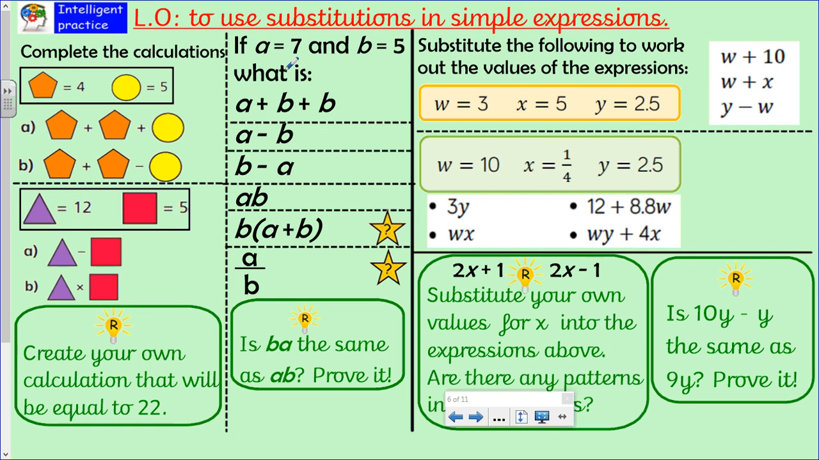Then we've got here with letters now. So A is 7, B is 5. Can you work out what each of these are? Now I've put a little star here because these are the two slightly trickier ones. In fact, this one is a tiny bit tricky as well.